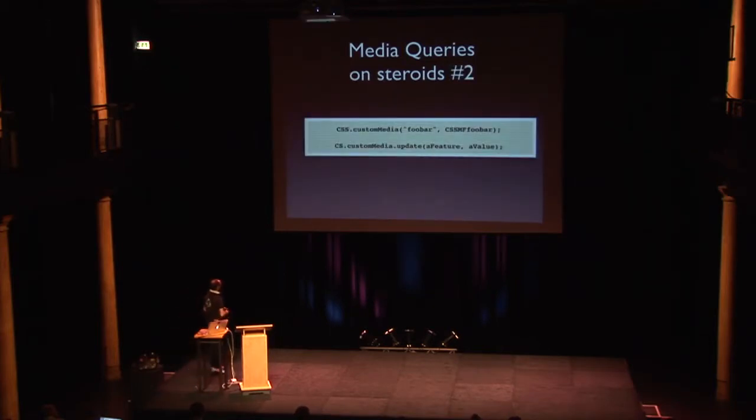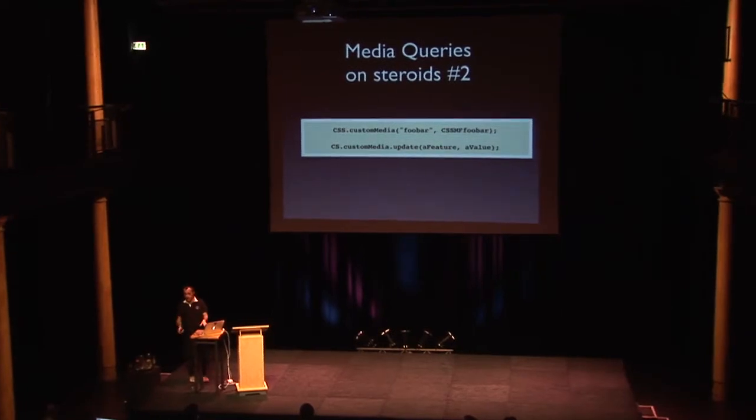So the way to do that would be through the new CSS global object. Let's declare a new media feature called foobar. That's the so common one. And I map it to a JavaScript object called CSS MF foobar, so CSS media feature foobar. And I will come back later to the second one. So that's the trivial thing. As soon as you've done it, the CSS parser knows about it, and you can use it in your CSS.